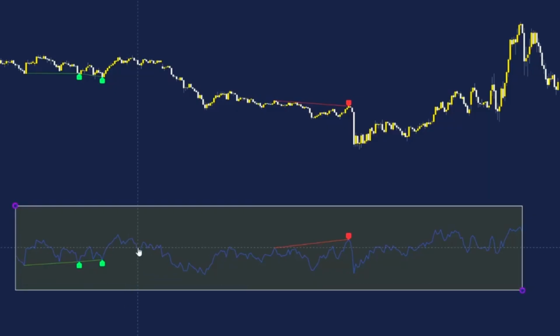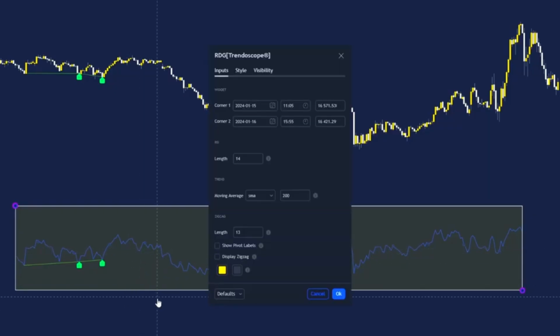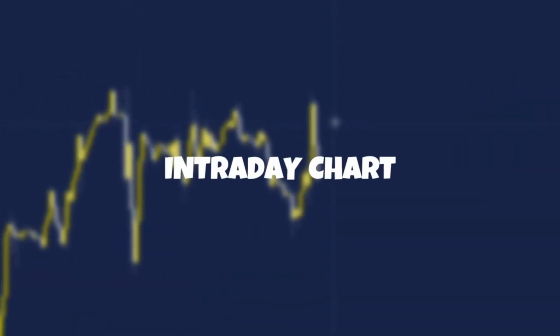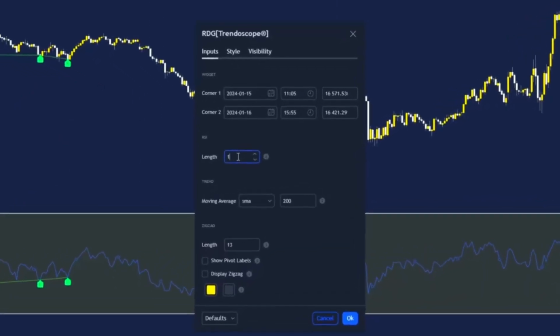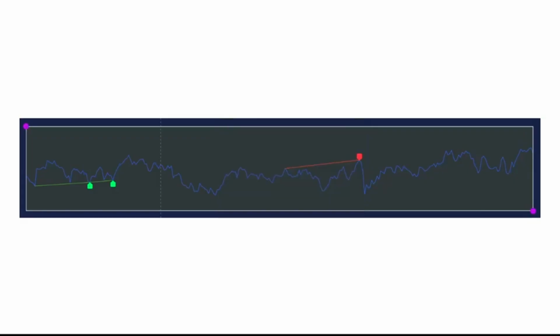Double click and open the Inputs tab. From here, we're going to change the RSI length. Because we are trading on the intraday chart, aka the 5-minute chart, let's change the length down from 14 to 9. This will optimize the results for the overall buy-sell trade entries. And now that we have our strategy trigger added, let's look at the next indicator.